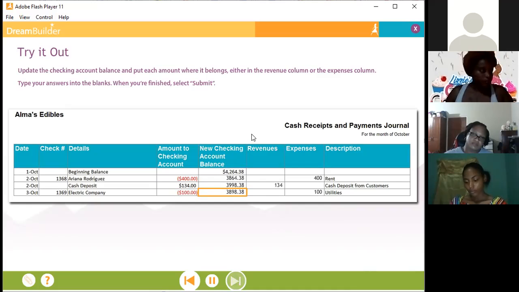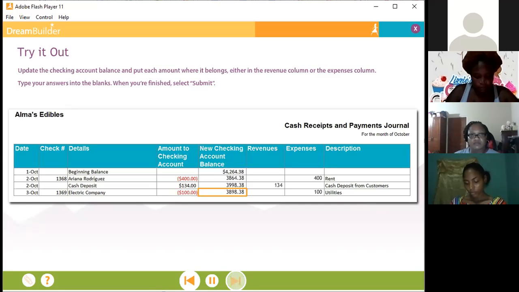Excellent job, ladies. You did a wonderful job. This means that you understood how to read and you understood how to put information into the cash receipts and payments journal. So you should be able to do this on your own, okay? With more practice, that is. So if in case you didn't get it the first time, please feel free to keep reviewing this section of Dream Builder.